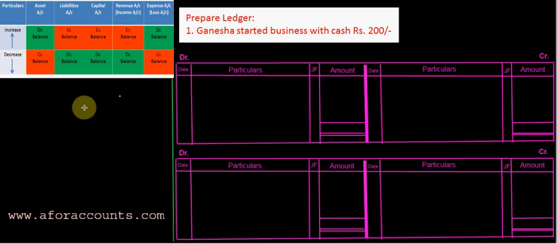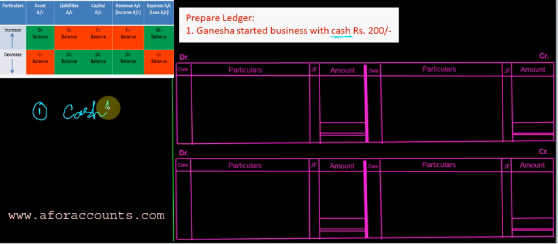So the first entry, what is the method of doing a ledger posting actually? First read the question. Ganesha started business with cash rupees 200. Quickly think what will be the journal entry of this. Cash coming in, cash is an asset, so cash account has to be debited.